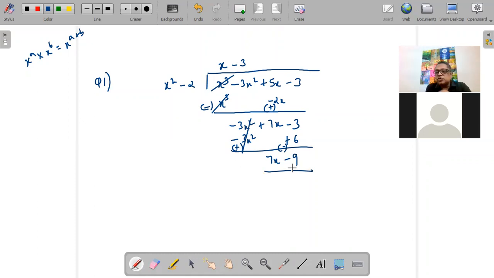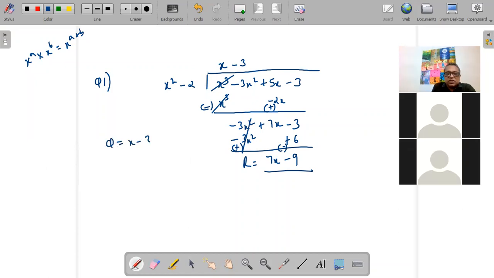So here we will stop. Why will we stop? Because now the remainder is 7x minus 9, whose power is less than that of the divisor. Whenever we find that the remainder's degree is less than the divisor's, we stop. So our answer is: the quotient is x minus 3, and the remainder is 7x minus 9.